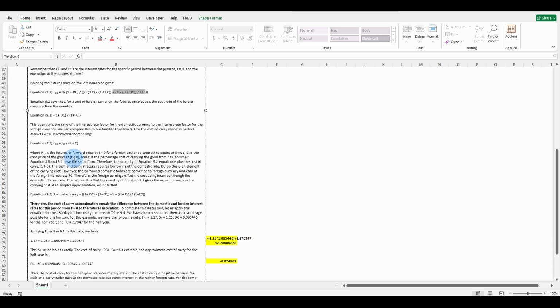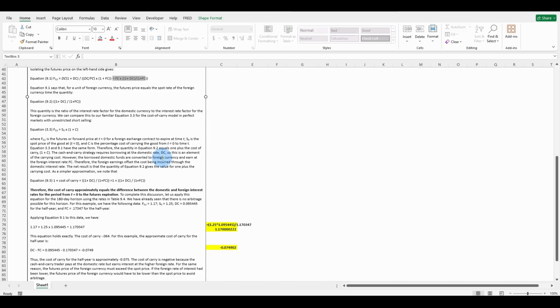F_0,T equals S_0 times 1 plus C, where F_0,T is the futures or forward price at t equals 0 for a contract to expire at time T, S_0 is the spot price of the good at t equals 0, and C is the percentage cost of carrying the good from t equals 0 to T. So equations 3.3 and 9.1 have the same form. Therefore, the quantity in equation 9.2 equals 1 plus the cost of carry, 1 plus C.